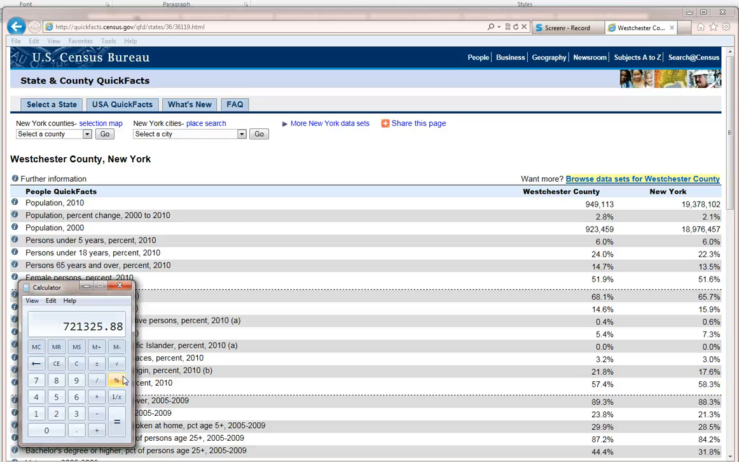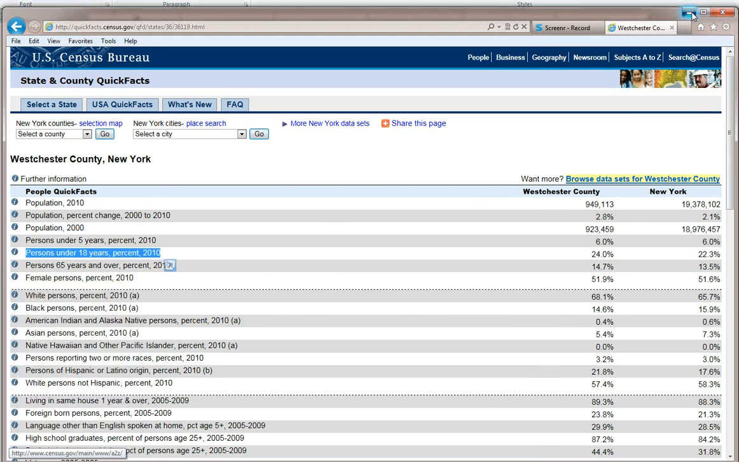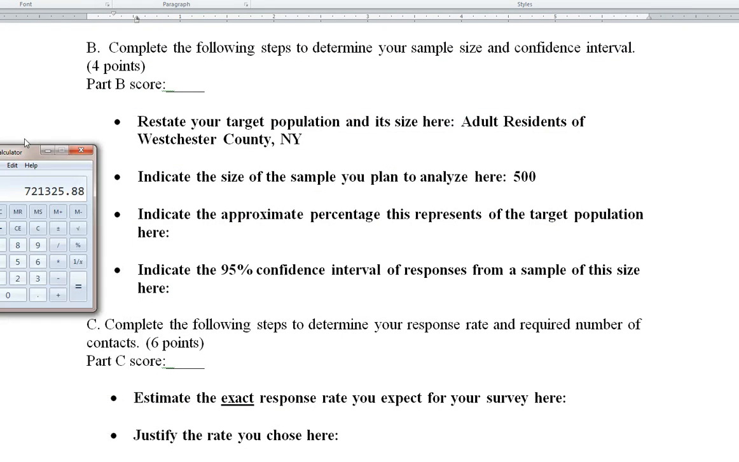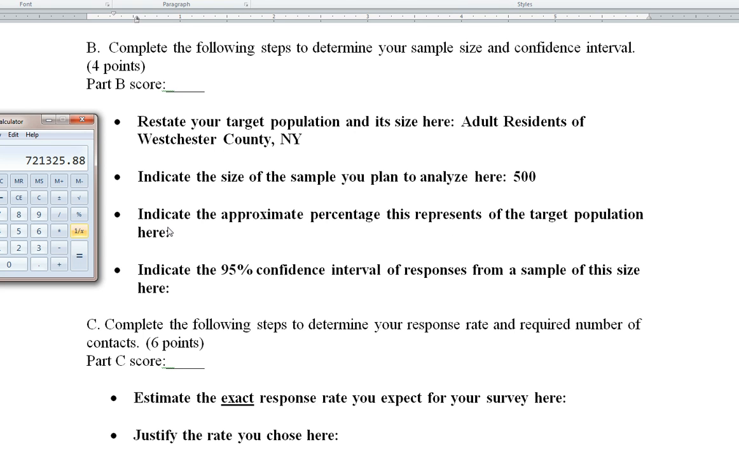Now, let's just leave it there, and we're going to go back to the module. So, we know what the approximate percentage is. We now want to find out what the approximate percentage is of the target population. So we have the target population, and we're going to sample 500 from that. So let's do this. Let's clear this. 500 divided by 721,326 to round it off, equal.